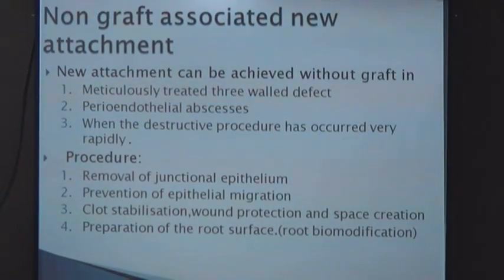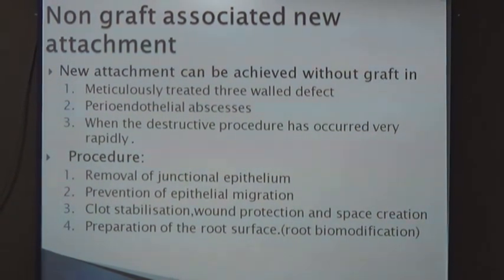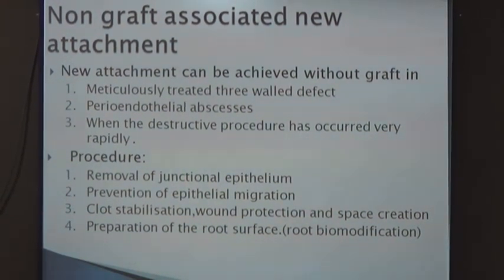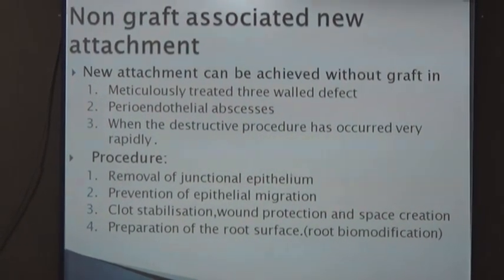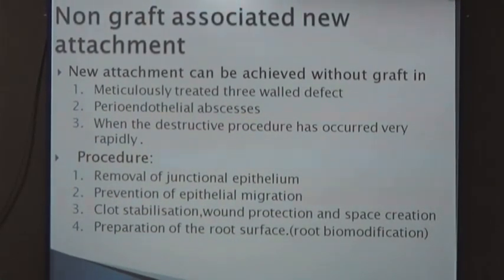Meticulously treated 3-wall defect. There's an abscess combined with periodontal and endodontic involvement. And when the destructive procedure has occurred very rapidly, these are the indications. The procedure: removal of junctional epithelium, prevention of epithelial migration. So for prevention of epithelial migration, you will understand the presence of GTR is more important. Then clot stabilization, wound protection and space creation, preparation of root surface. So these are the procedures. New attachment can be achieved without graft by means of GTR. The only question that can come here is non-graft associated, so your mind should go to GTR.